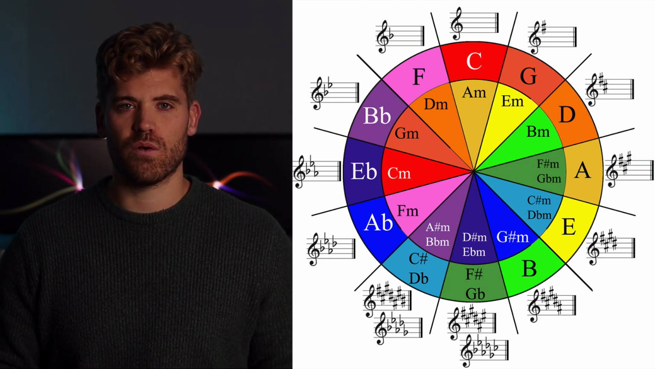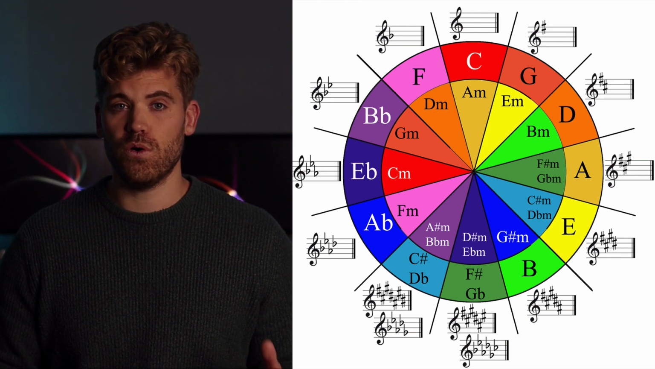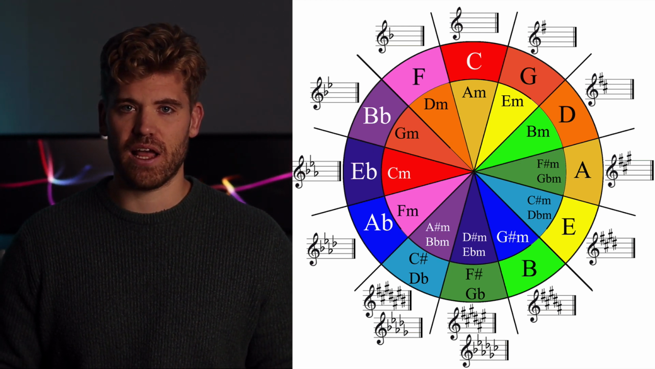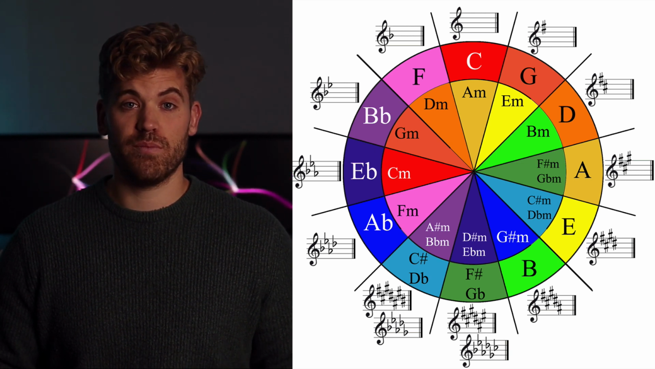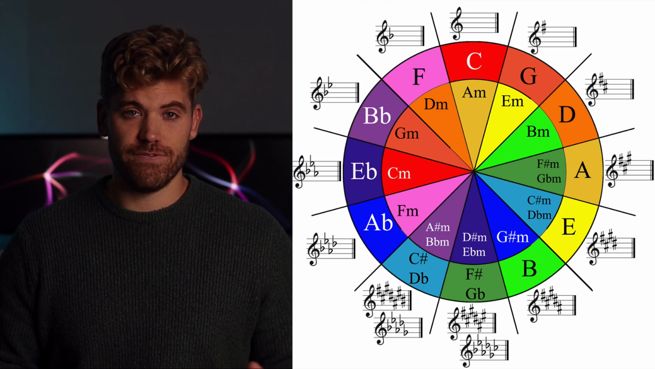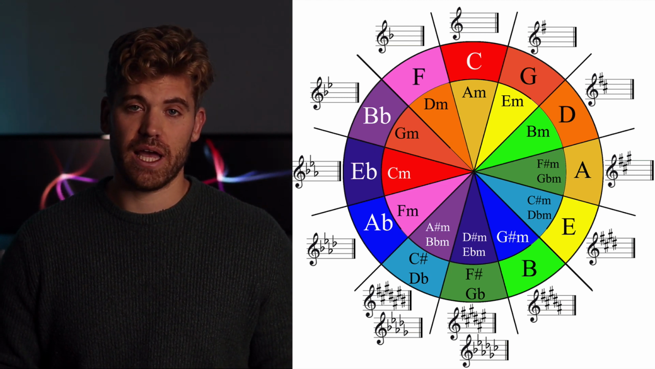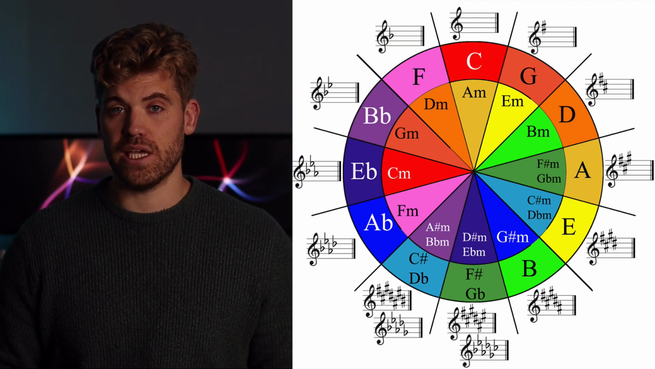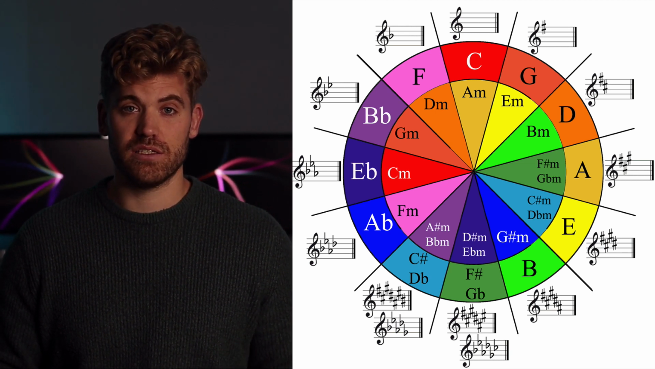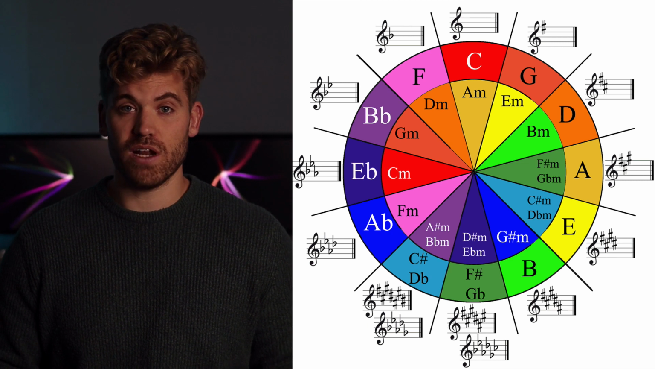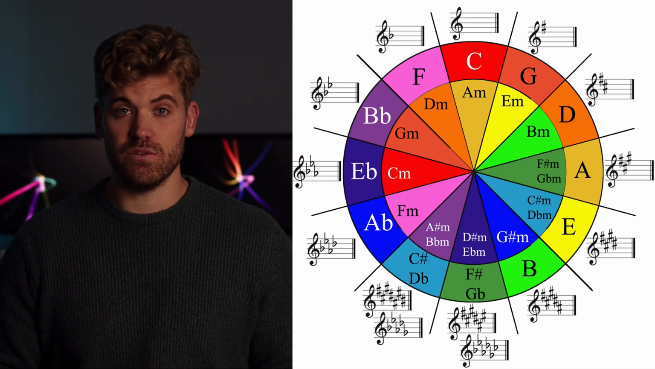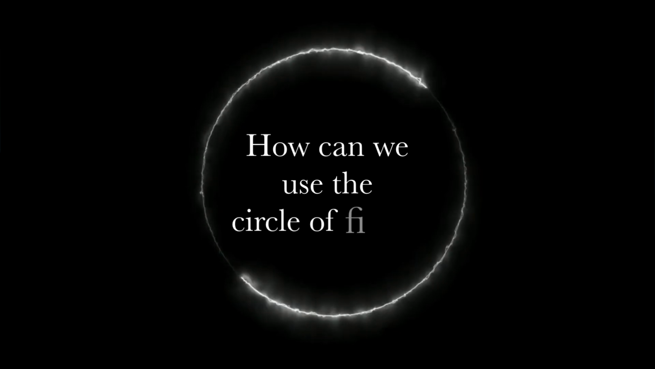If we move anti-clockwise around the circle, then things change. When we move anti-clockwise, the interval changes to fourths: C, F, B flat, E flat, A flat, and so on. This is why some people call it the circle of fourths instead. For example, F is the fourth note in a C major scale, and B flat is the fourth note in an F major scale. The inner circle just shows the relative minor keys. For example, A minor is the relative minor to C major, and E minor is the relative minor to G major.